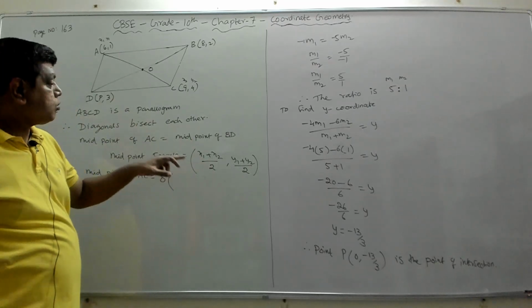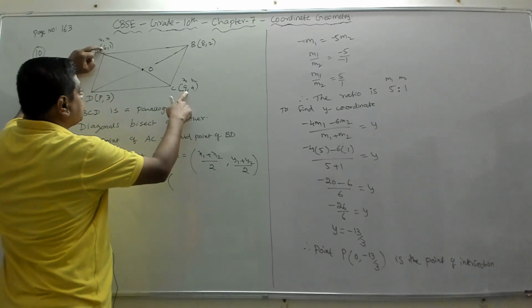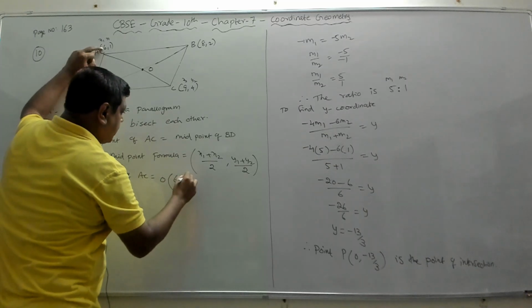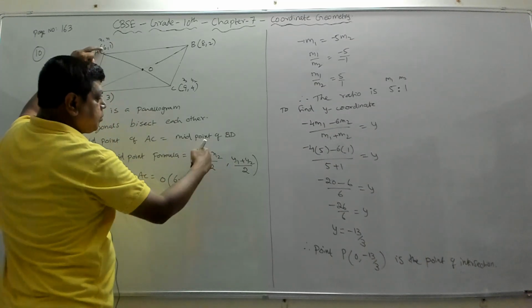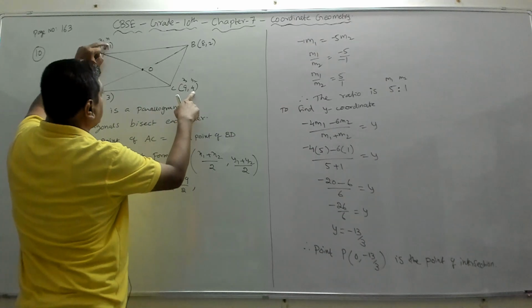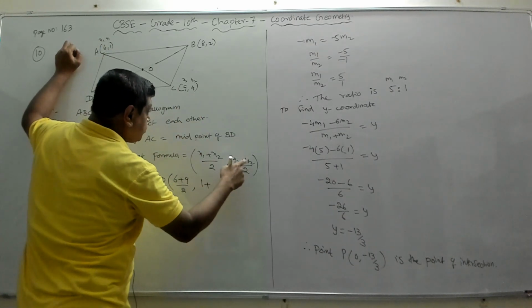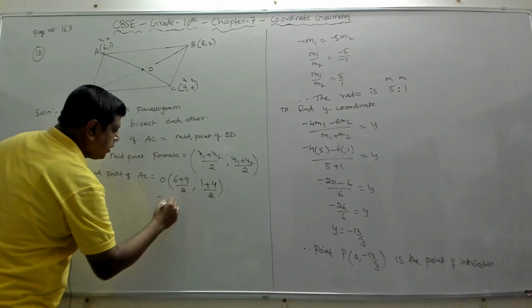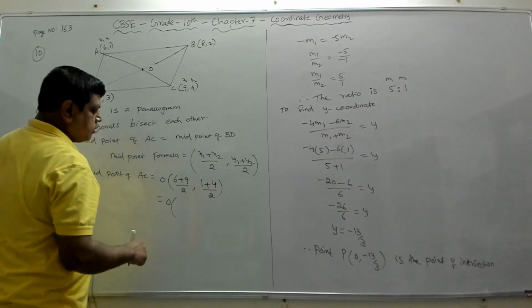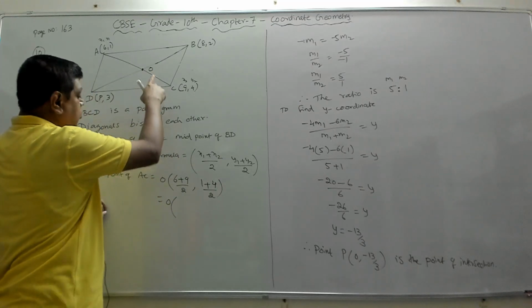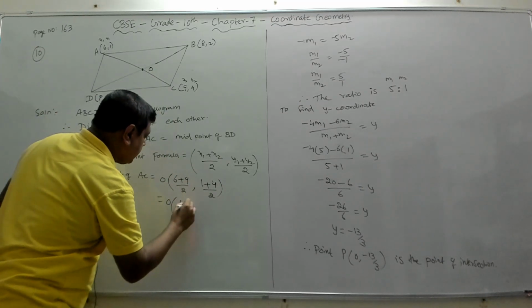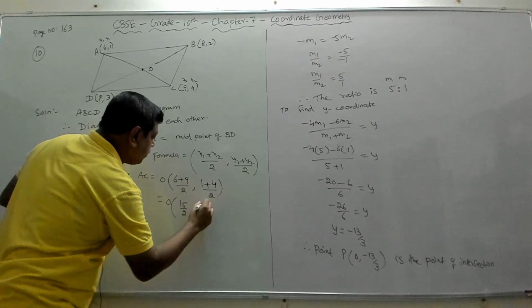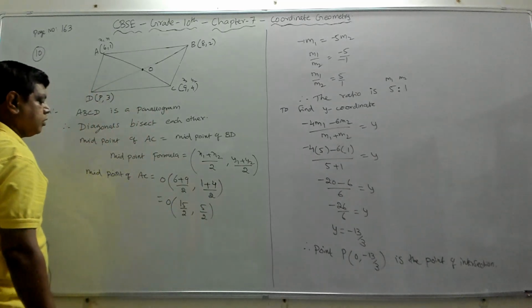So if you take this as x1, x1 is 6, x2 is 9. So 6 plus 9 by 2, because this is the midpoint formula, plus y1 plus y2. y1 is 1, y2 is 4, so 1 plus 4 by 2. And we get O of 15 by 2 comma 5 by 2. This is your midpoint of AC.